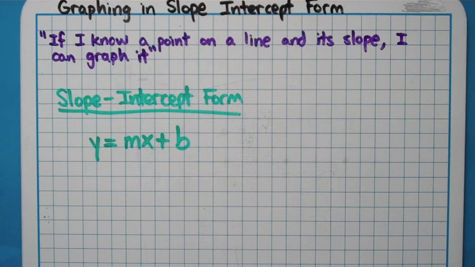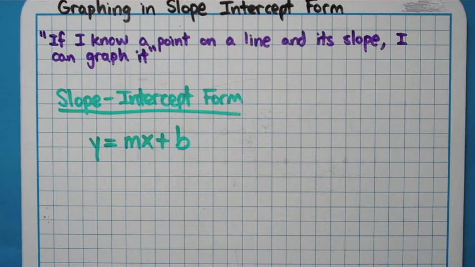The idea that goes into this is what we did in that last video, and I want you to write this little phrase down right here. If I know a point on a line and I know its slope, I can graph it. So there are two things you need to be able to graph a line. You need to know at least 1 point, and you need to know its slope.